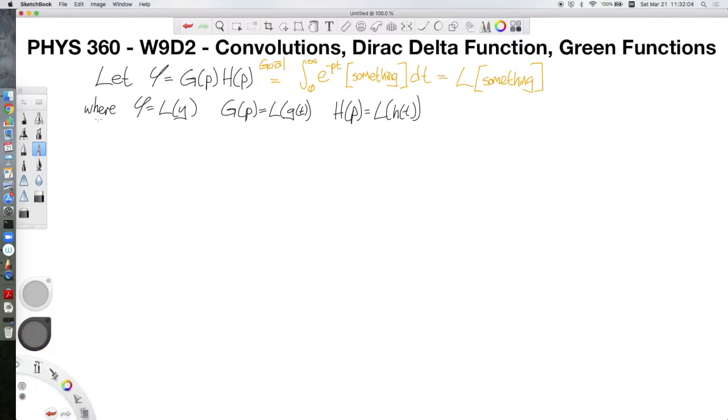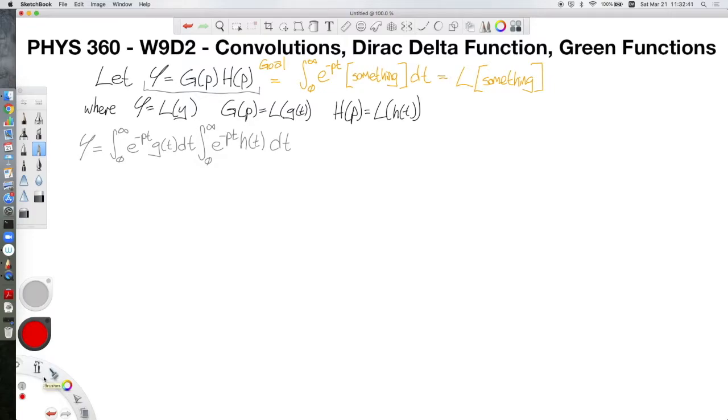First, I'm just going to take the starting definition of Y and write that out in integral form using the Laplace transforms. So G of P, the Laplace transform of little g, is just the integral from 0 to infinity of e to the minus pt times g of t dt. And big H is just the integral from 0 to infinity of e to the minus pt times little h of t dt.